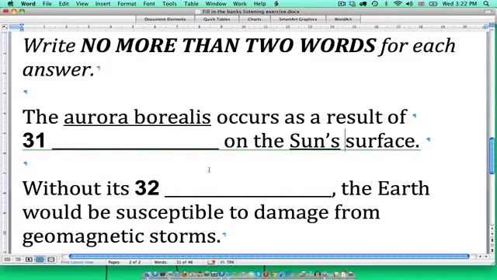Okay, now the second question, question 32, without its blank, the Earth would be susceptible to damage from geomagnetic storms. I'll give you a couple of seconds to read that to yourself.